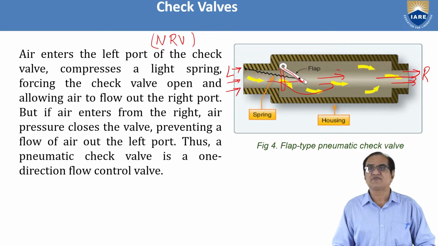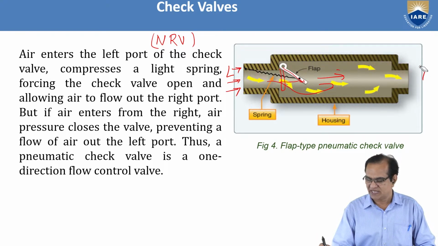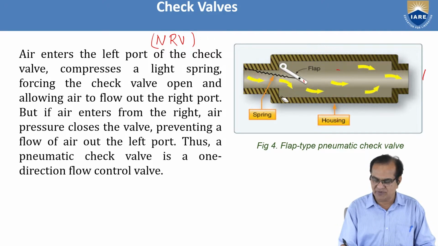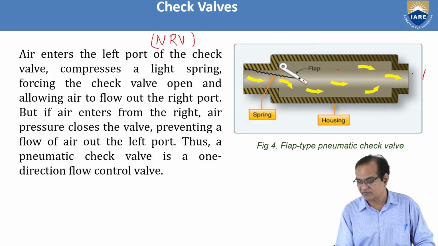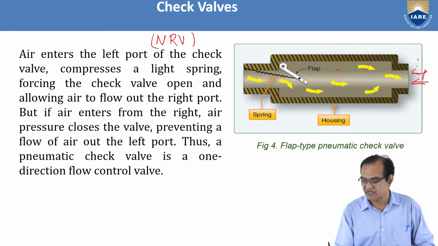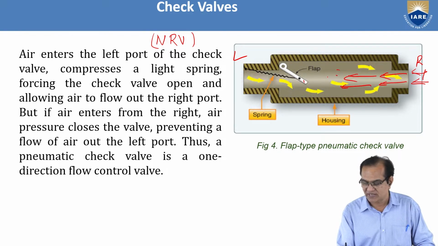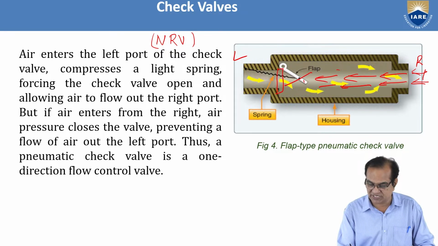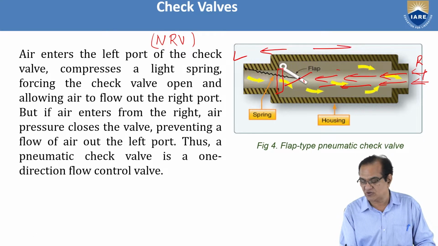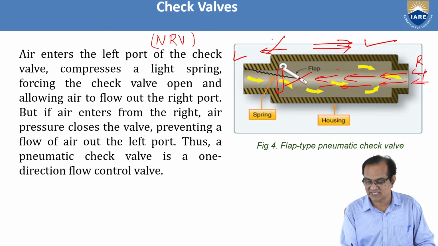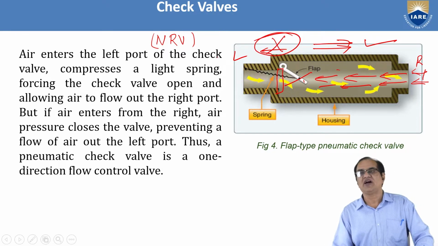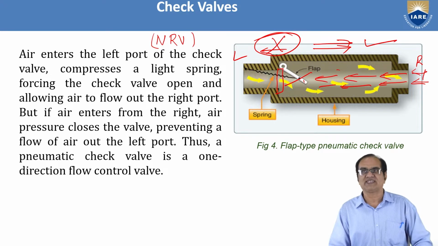But if air enters from the right side, suppose that now you try to send your air from this side. This is the right side, and this is the left side. If pressure should enter from this side, then what will happen? There is a spring and this will close. This valve will be closing this passage, and pressure will not come to this side. Pressure will go only this side. This is correct and this is not correct. So the check valve will not allow the pressure to go from the other side.